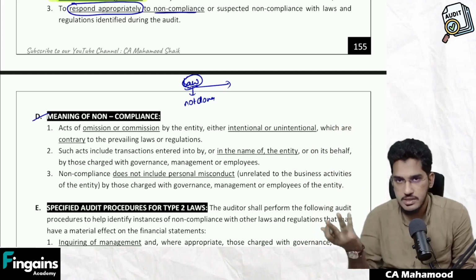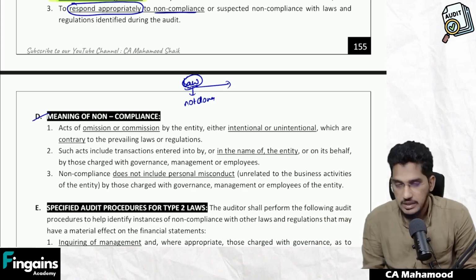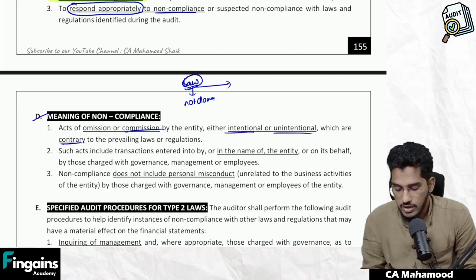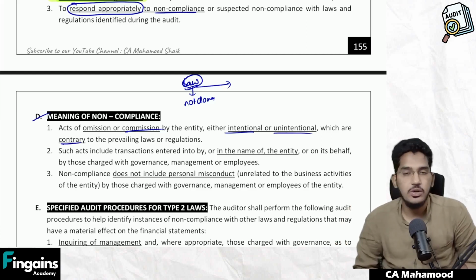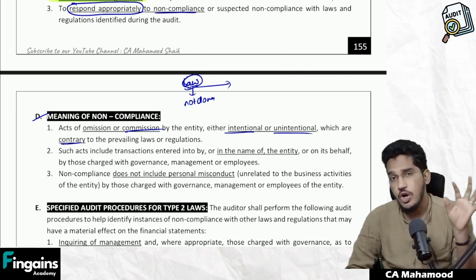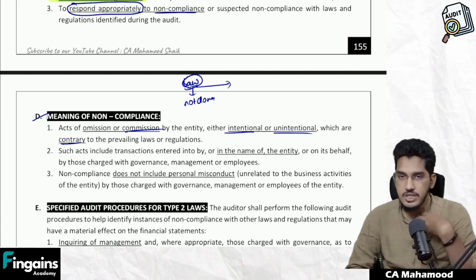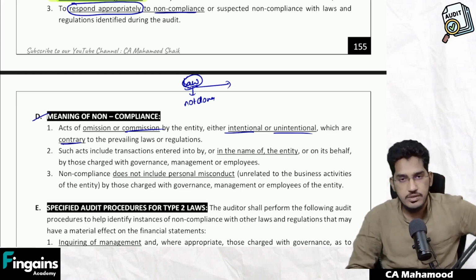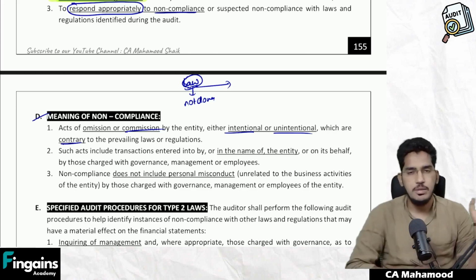Even the definition says the same thing. Act of omission, that means you are not doing something, or act of commission, you are doing something, either intentionally or unintentionally, which is contrary to the prevailing laws and regulations. Either you are not doing something or you are doing something, either intentionally or unintentionally, which is against the prevailing laws and regulations. That activity we call non-compliance.